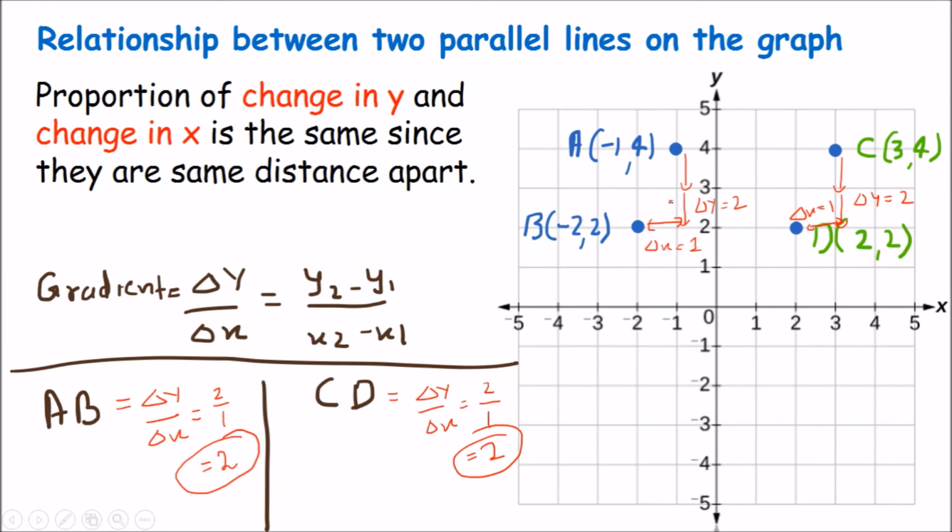So that's why the gradients of two parallel lines are the same. Why? Because the proportion of change in y is the same. Change in y at points A and B is 2, and also at points C and D is 2. And change in x at points AB is 1, and at points CD is also 1. So we can say that the proportion of change in y and change in x of two parallel lines is the same. That's why two parallel lines will give the same value for the gradient.